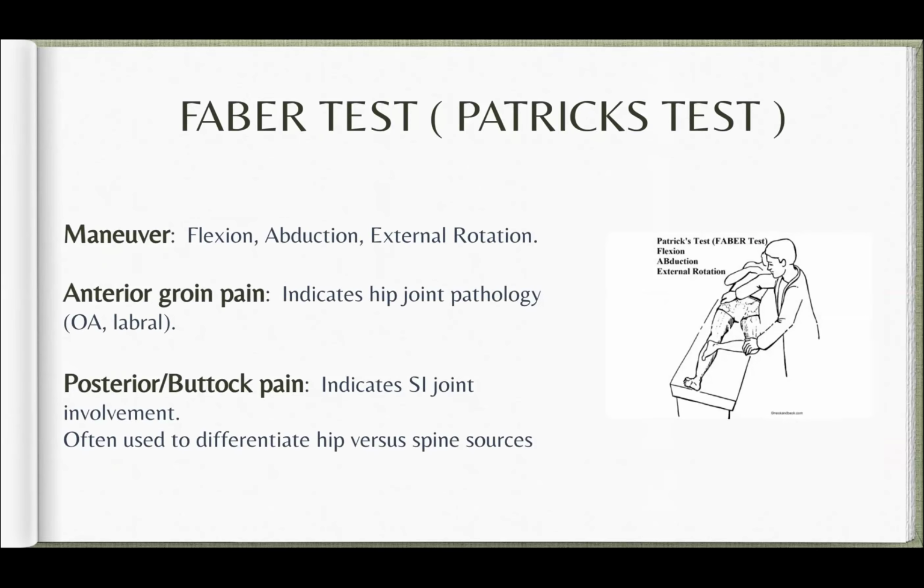Next is the Patrick's test or FABER test. Here the patient is in supine position. The hip and knee are flexed at 90 degrees. We have to stabilize the pelvis of the patient at the anterior superior iliac spine, and abduction is done on the affected side with figure of 4 in flexion, abduction, and external rotation. Anterior groin pain indicates hip joint pathology, osteoarthritis, or labral pathology. Posterior or buttock pain indicates SI joint involvement, often used to differentiate hip versus spine sources.